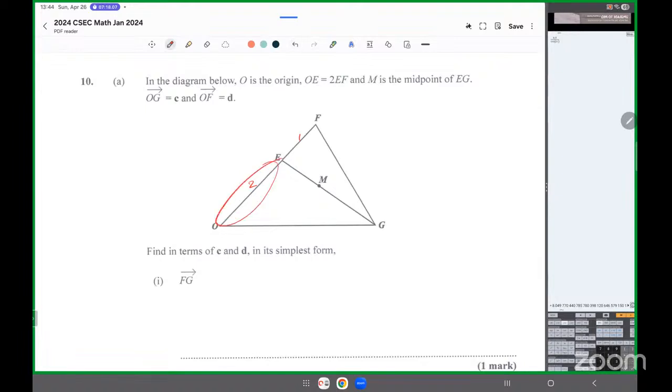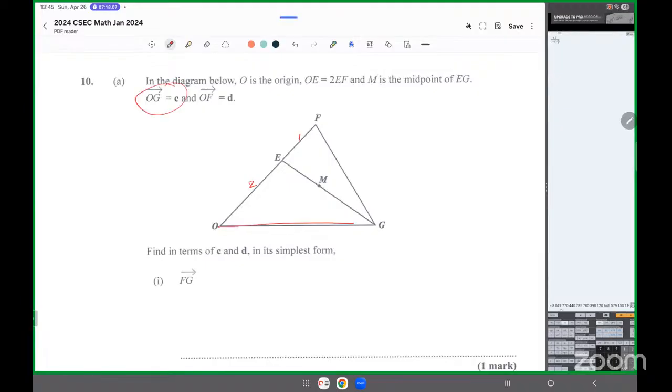This line is twice as long as that. So that's 2 parts to 1 part, so it's 2/3 of the whole line. And it said M is the midpoint of this side. So this M divides the side half and half. All right. It says OG is C.